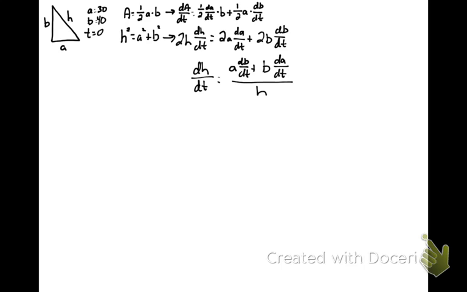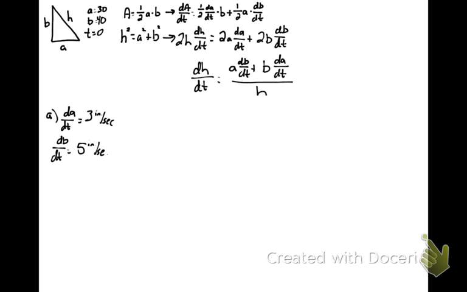Now we can be given some specifics. Example A tells us that specifically the short side, in our case A, so dA dt, is increasing by 3 inches per second. And we're told that the long side is also increasing, dB dt, at 5 inches per second. And the question is, what's the change of the area and what's the change of the hypotenuse?